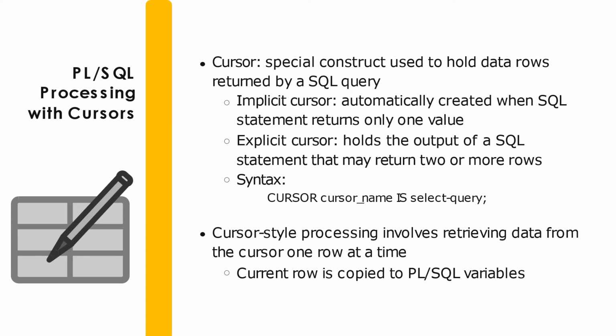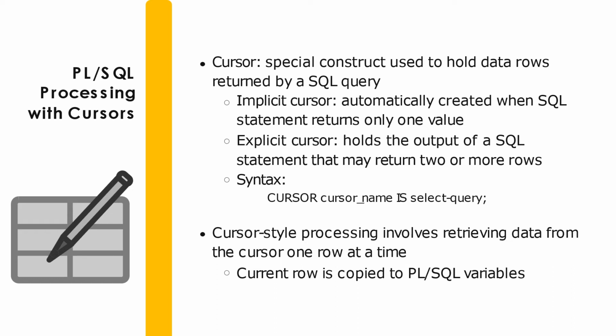A cursor is a special construct used in procedural SQL to hold the data rows returned by a SQL query. You can think of a cursor as a reserved area of memory in which the output of the query is stored, like an array holding columns and rows. Cursors are held in a reserved memory area in the DBMS server, and not in the client computer. There are two types of cursors, implicit cursor and explicit cursor.